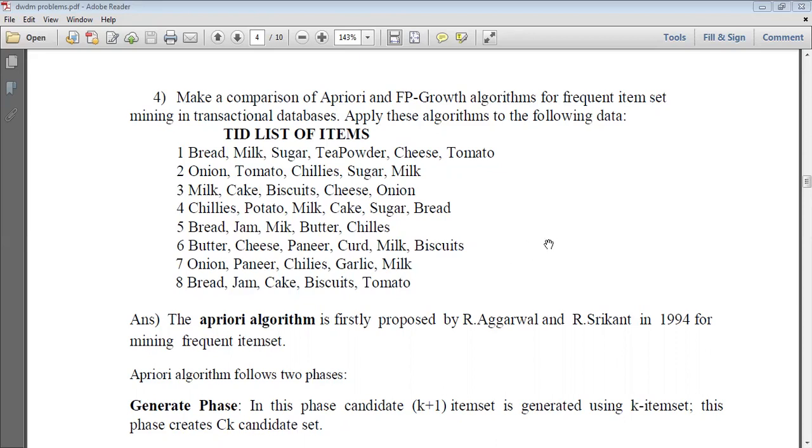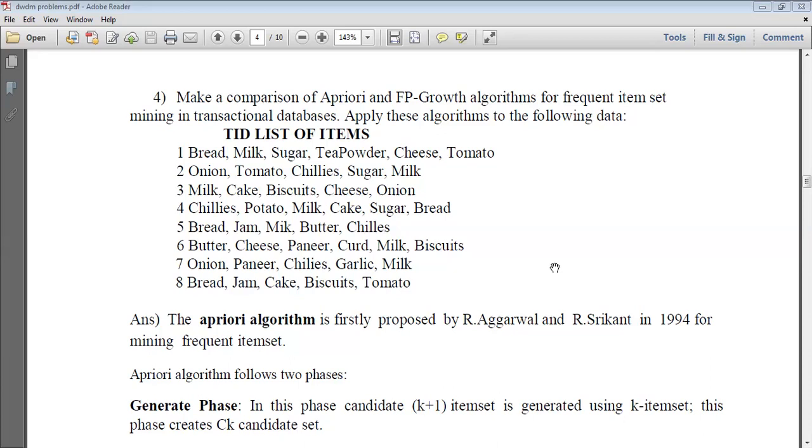So what are the differences between the Apriori and FP growth algorithms? The Apriori algorithm was proposed by R. Agarwal and R. Srikant in 1994 for finding frequent item sets.